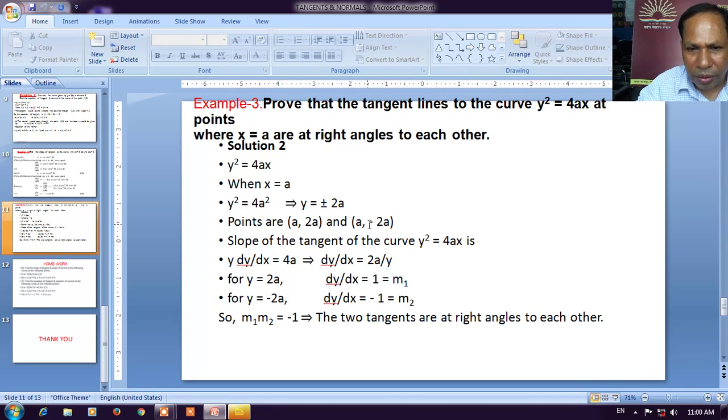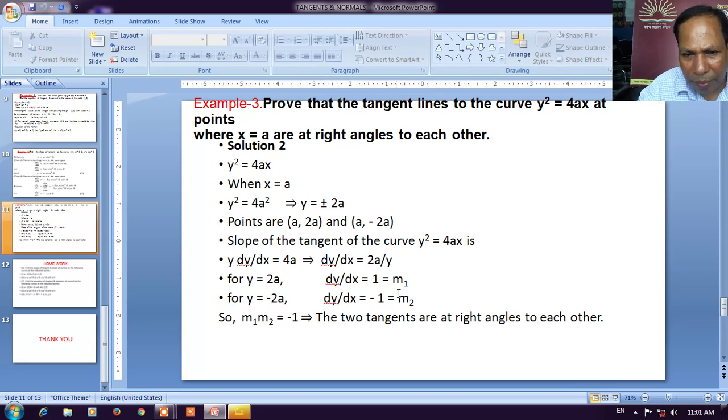So now differentiating the curve with respect to x, so it is d by dx of y square is equal to d by dx of 4ax, that is dy by dx becomes 2a by y. Now putting the y coordinate y is equal to 2a, so dy by dx becomes 2a by 2a which is equal to 1. So that means this is the slope of the first tangent. Similarly, putting the y coordinate minus 2a, we are getting slope of the second tangent is minus 1, which is m2.